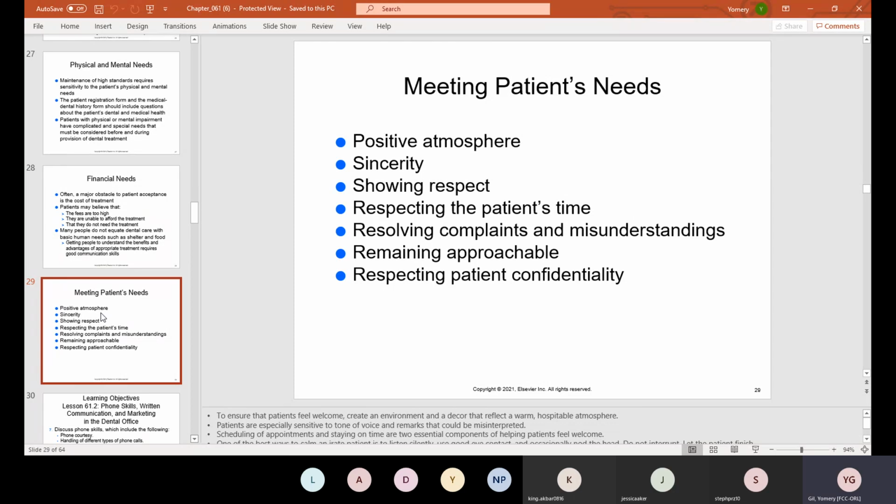Meeting patients' needs: positive atmosphere, sincerity, showing respect, respecting the patient's time, resolving complaints and misunderstandings, remaining approachable, and respecting patient confidentiality.